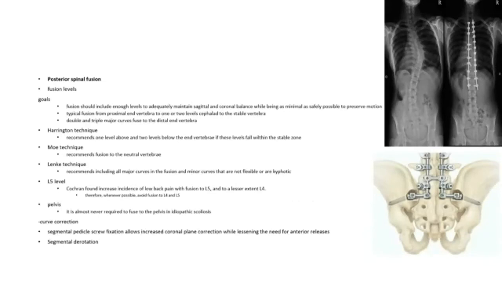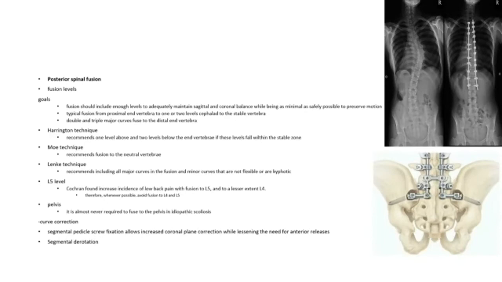I'm more of an advocate for surgery. Posterior spinal fusion: let's talk first about the fusion levels, and then we'll talk about the maneuvers. What are the goals? Our goal is that the fusion should include enough levels to adequately maintain sagittal and coronal balance while being as minimal and as safe as possible, to preserve enough motion in that spine.